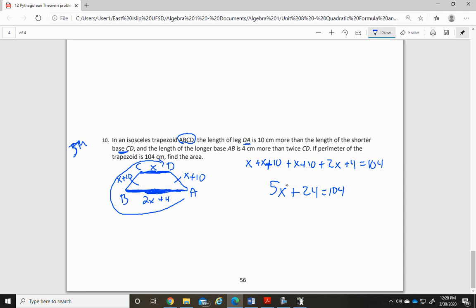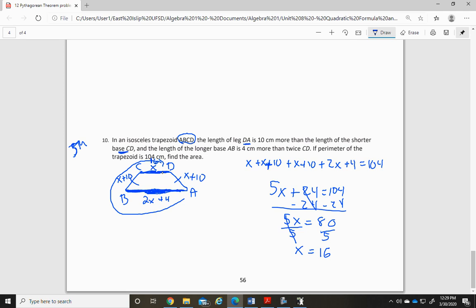Take a look at this. This is linear, right? It's just x to the first power. So linear equations, just do inverse operations. So x is 16. So I just found out what x was. I need to now go find out all of the sides.